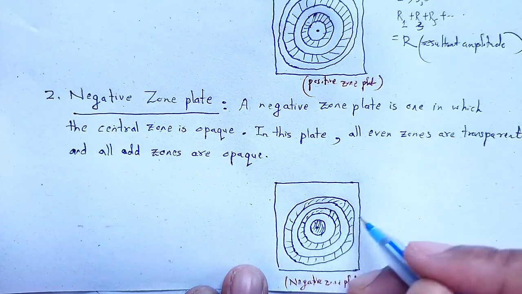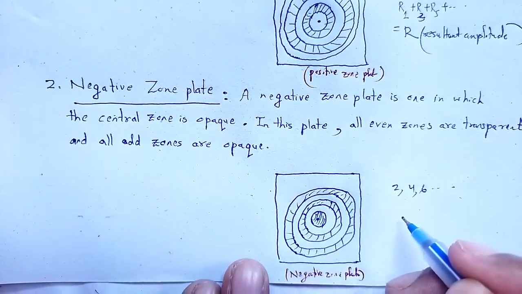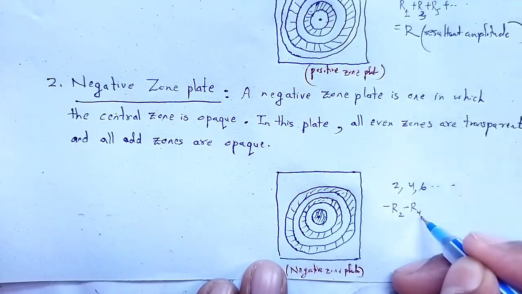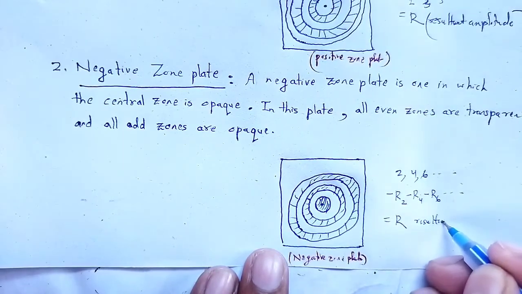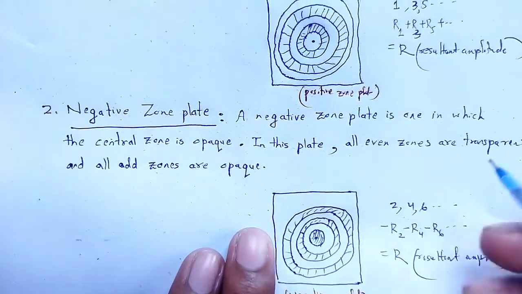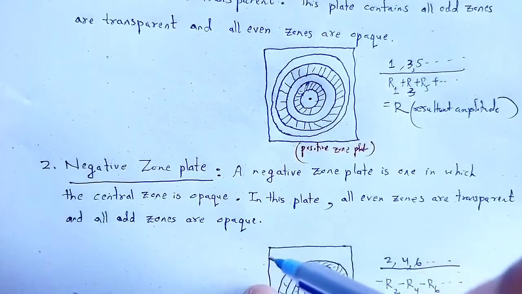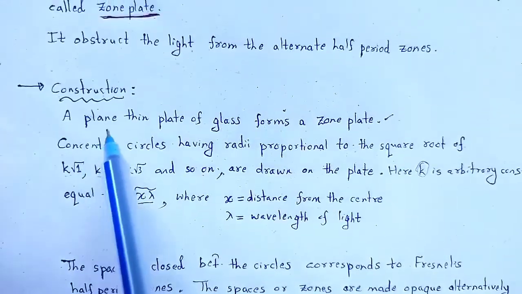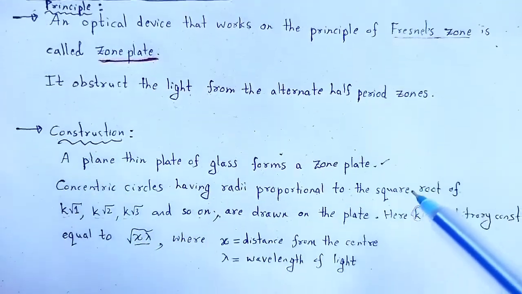So here the contribution is from zones 2, 4, 6 and so on. Therefore, the resultant amplitude is minus R2, minus R4, minus R6, where R is the resultant amplitude. Due to the positive zone plate and negative zone plate, we have the resultant amplitude. In this way, we construct a zone plate, and it is based upon the principle of Fresnel's half period zones.